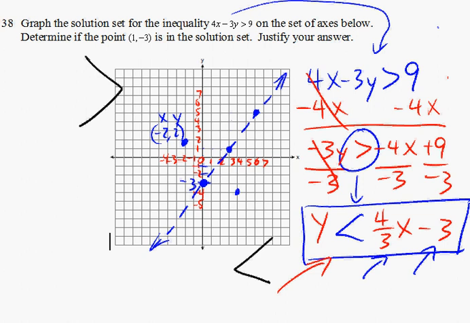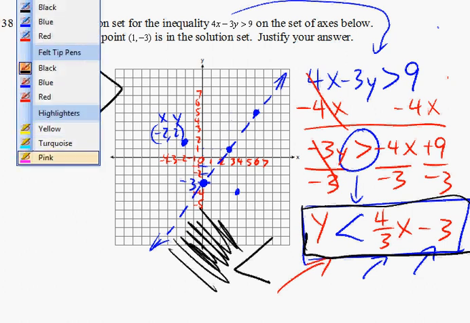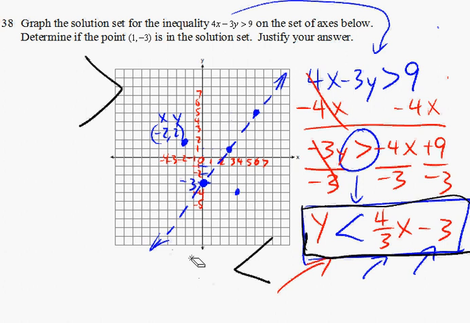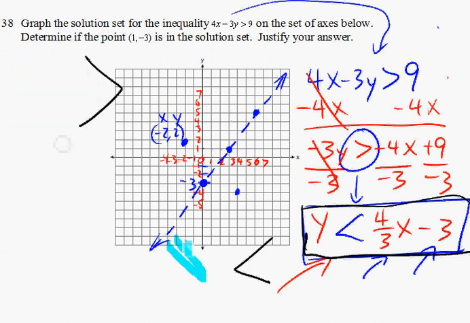Okay, and because we're looking for the less than side, like the problem over here, y is less than 4.3, I'm going to shade in the less than side, which is over here. And this is the side you want to shade in. Choose a different color so it'll be easier on the eyes. Let's choose blue. And that's the side we shade in.